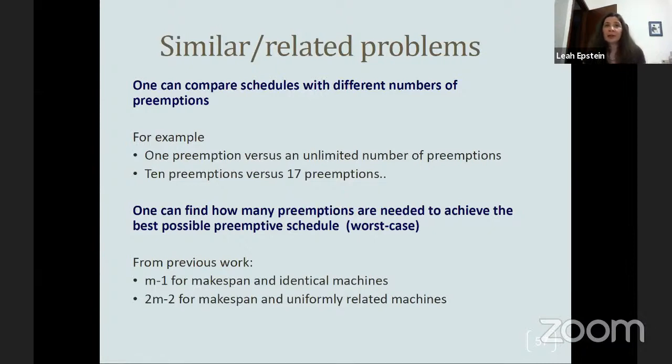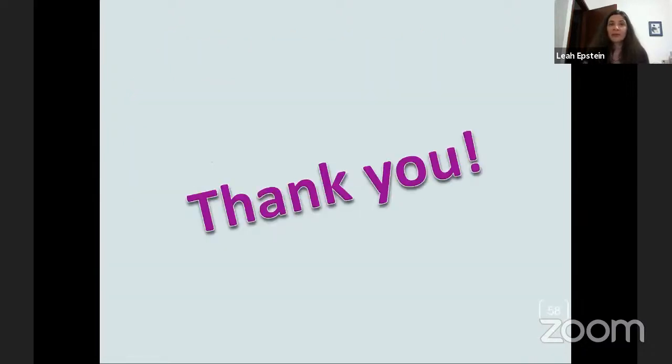Okay, so there are other nice problems studied where here we compare no preemption to a not infinite, but arbitrarily large number of preemptions, and you can compare different numbers of preemptions, and you can try to find how many preemptions are needed for an optimal preemptive schedule. Here we know that for the problems that I considered, makespan on identical and uniformly related machines, this is a linear number in n, the number of jobs. And this is it. Thank you.